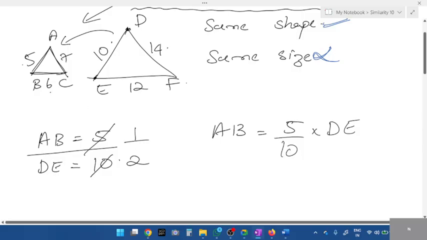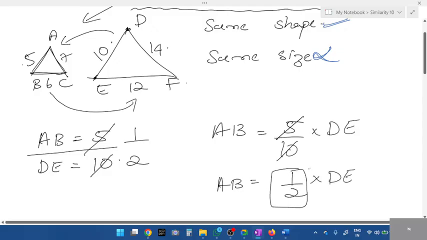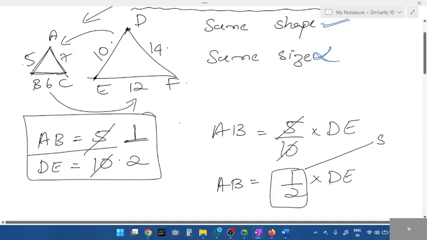In the smaller triangle, BC is 6. What about EF? EF is 12. 1 is to 2, right? Double. 1 is to 2. So this is the ratio, students. Now if I reduce this, AB is equal to 1 by 2 into DE. This is known as the scaling factor, which means the ratio of their values. We get it through the concept of ratio and proportion. This concept follows ratio and proportion. That is not required. Just remember the formula: AB is equal to half into DE.